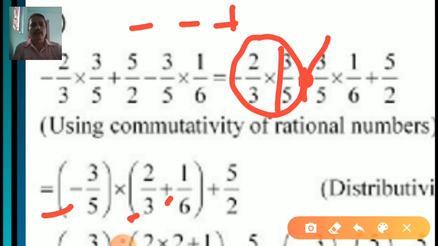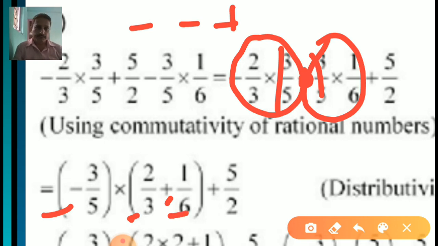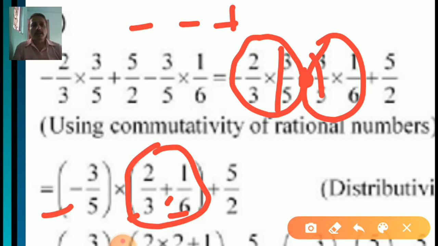Yes, that's why this minus sign becomes a plus sign. Out of the second term, if I take out 3 upon 5, what will be left there? Yes, my dear student, that's 1 upon 6. So in the second bracket, you found 2 upon 3 plus 1 upon 6. Good. Now what about the third term? There is nothing to do, let it be. Which property did we use here? It's called the distributive property of rational numbers. Student, be careful.